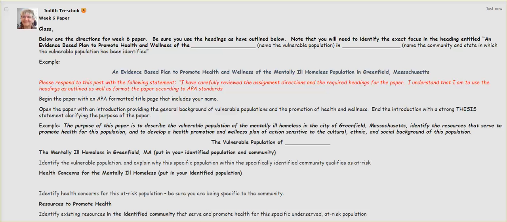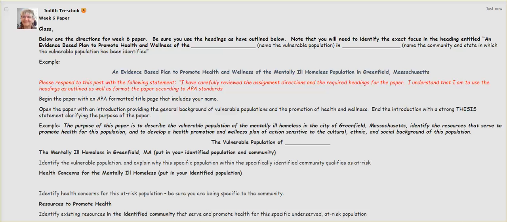During week 6, you are creating an evidence-based plan to promote health and wellness of a particular vulnerable population in a specific community. The community should be the community in which you reside, where you have access to understanding that vulnerable population and the community in which the vulnerable population resides. In this case, I'm giving you some example from a community in Massachusetts, and the population that I chose was the mentally ill homeless population in Greenfield, Massachusetts.